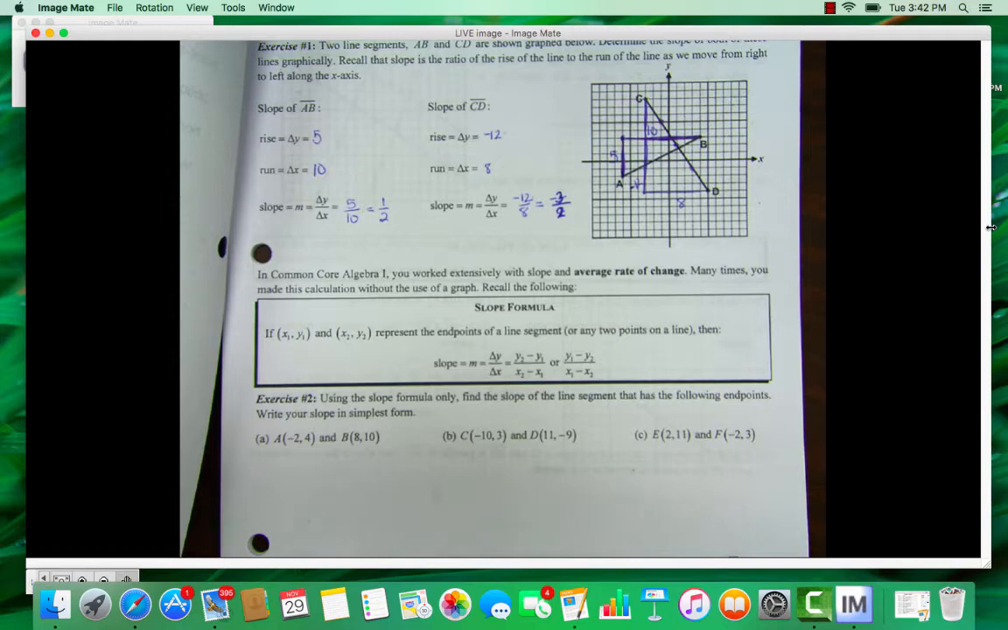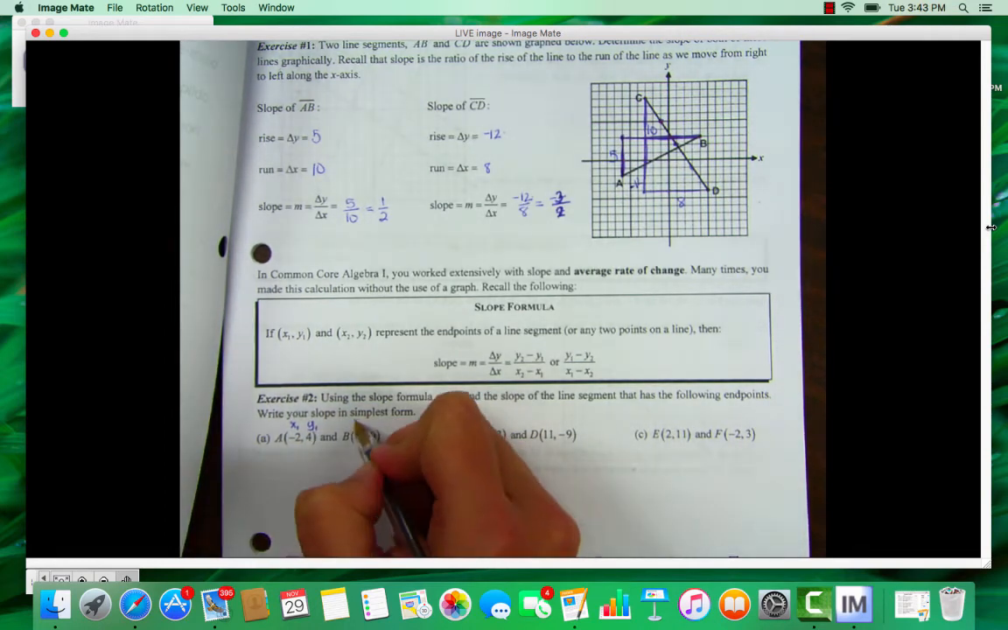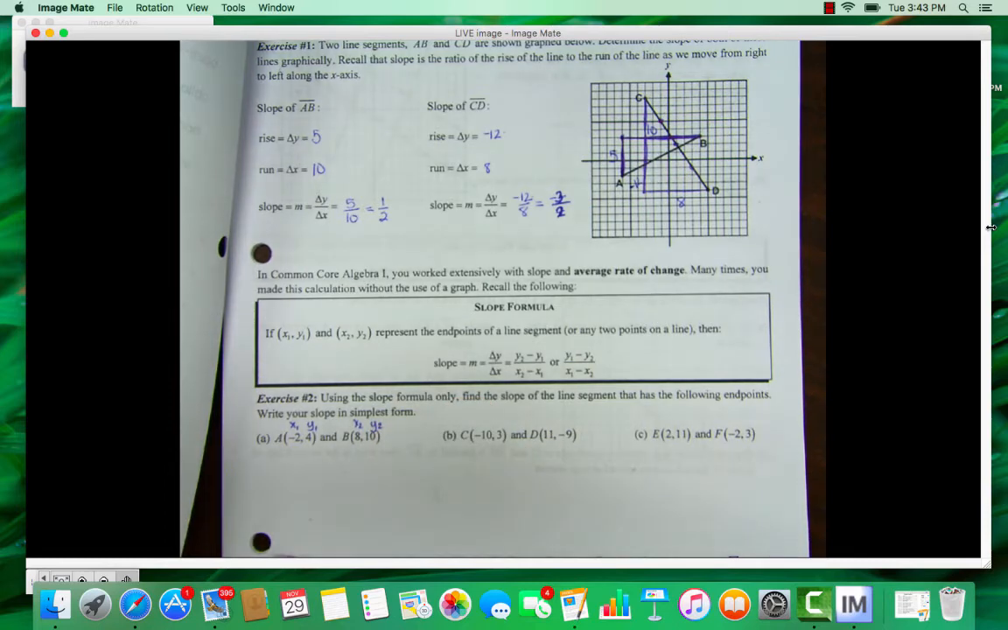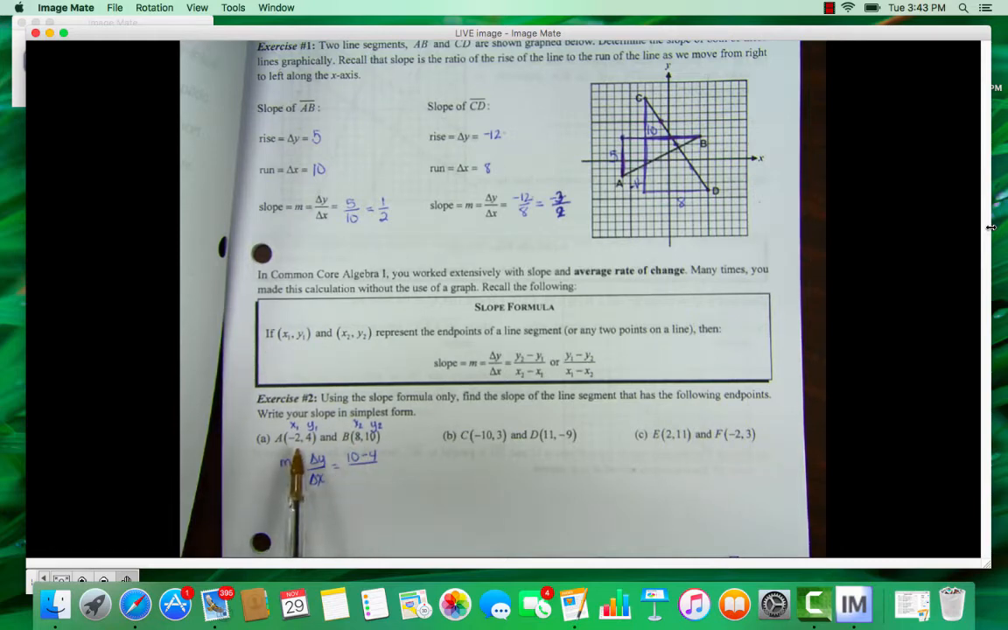So let's do one of these together. For the first one, we have point A, and that's my first x value and my first y value. Then point B is my second x value and my second y value. To find the slope, I'm going to find my change in y and my change in x. My change in y is what I get when I subtract my y values, so I'm going to subtract 10 minus 4. If I started with my second y value on the top, 10 minus 4, on the bottom I have to go in the same order. So I would have 8 minus negative 2 on the bottom, but 8 minus a negative 2 is 8 plus 2.